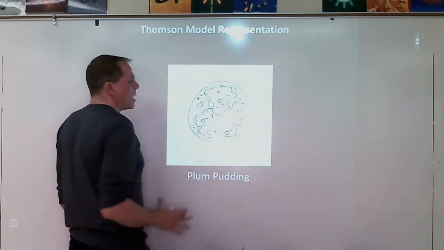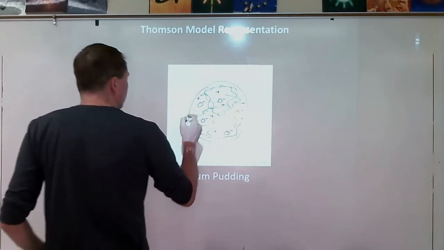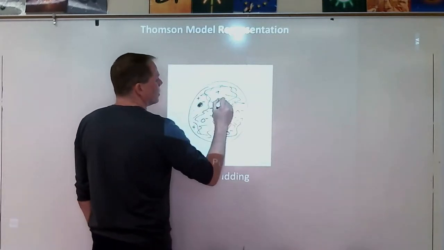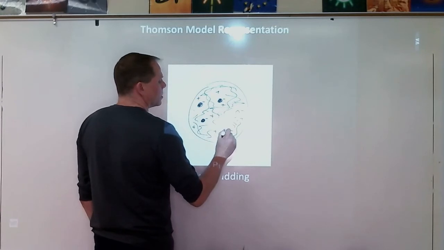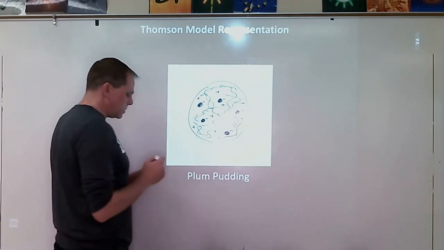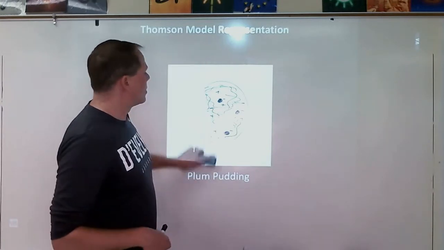And so you've got this positively charged goo, and then you've got these negatively charged electrons that are embedded inside of them, right? And so these are all solid little particles, and they have mass, and they're inside this goo. Okay, so that was Thomson's idea of the model. He believed in that model.